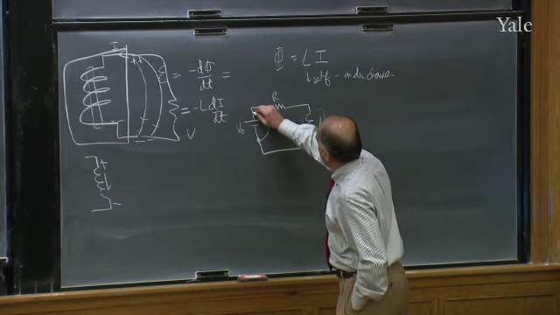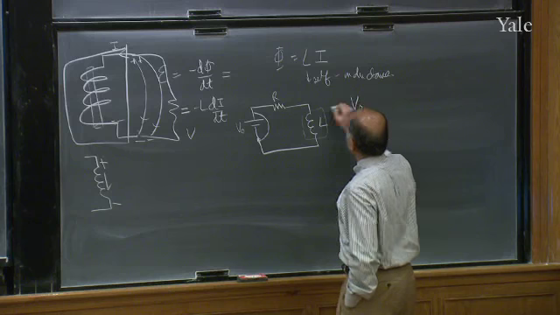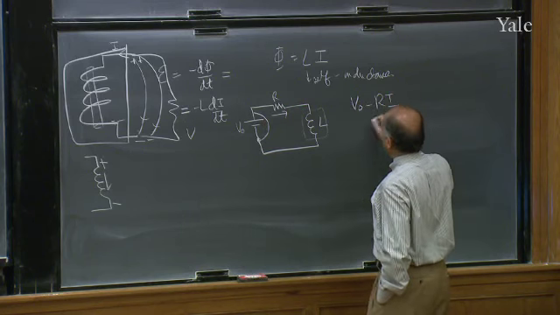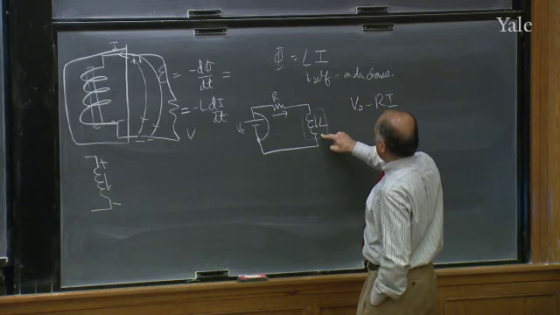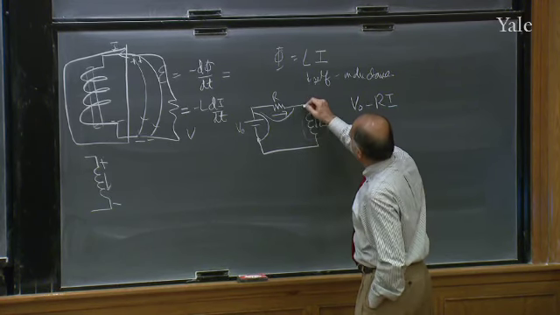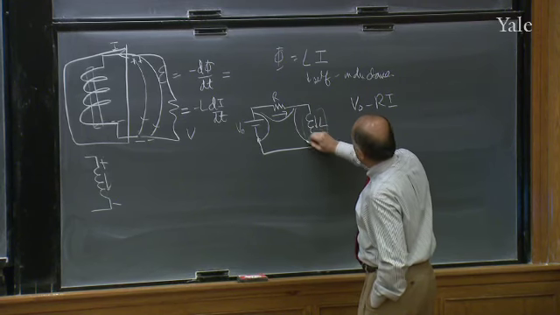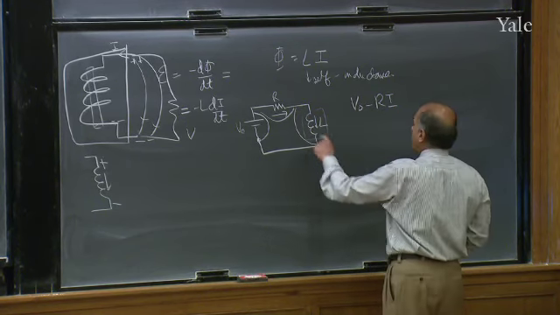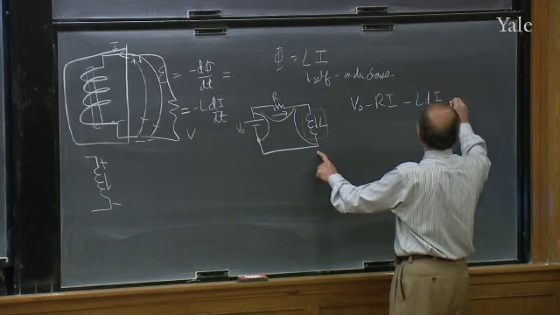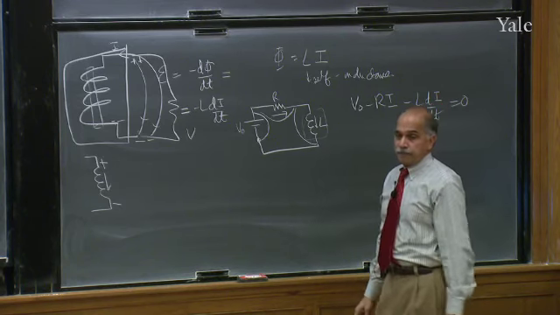Then from here to here, you go up by V naught. Then here, current flows downhill, so you drop Ri. And here, if this is the sense of the current and it's increasing, your loop will go from there to there. It'll jump this and come to this end. And the drop from here to here is L di/dt. And the whole thing should add up to 0.